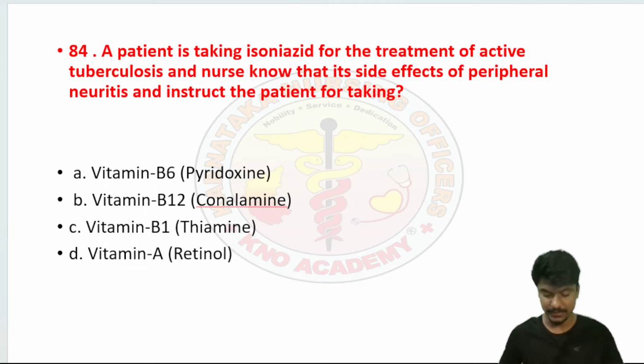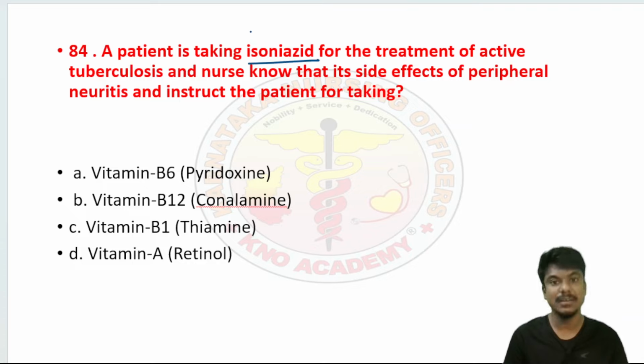Let's continue from the first question of this session. Here we are having a patient taking isoniazid. It comes under the drug category. It's a tablet taken for TB, especially TB under the RNTCP program.